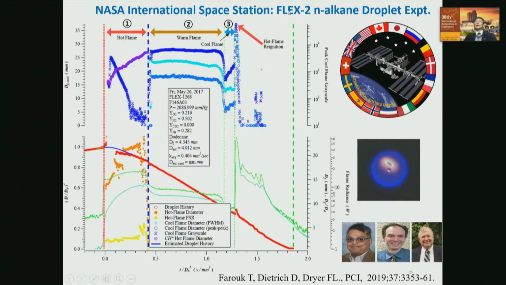This is an experiment conducted by NASA, a Flex-2 alkane experiment. It shows the ignited droplet, with the increase of flame radius, you have a hot flame. That hot flame eventually transitions to a warm flame, and the warm flame becomes a cool flame. That experiment confirmed that there are three different regimes of diffusion flames, and they can transition between each other.